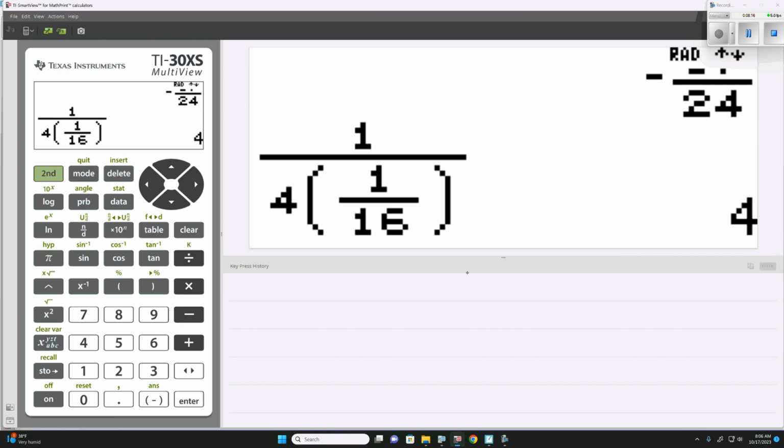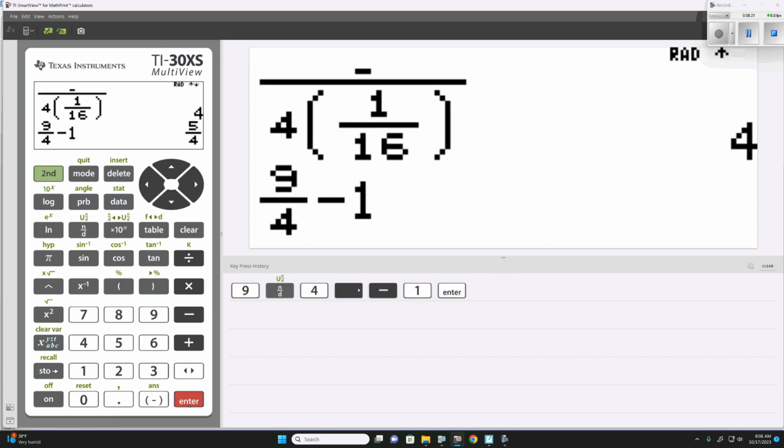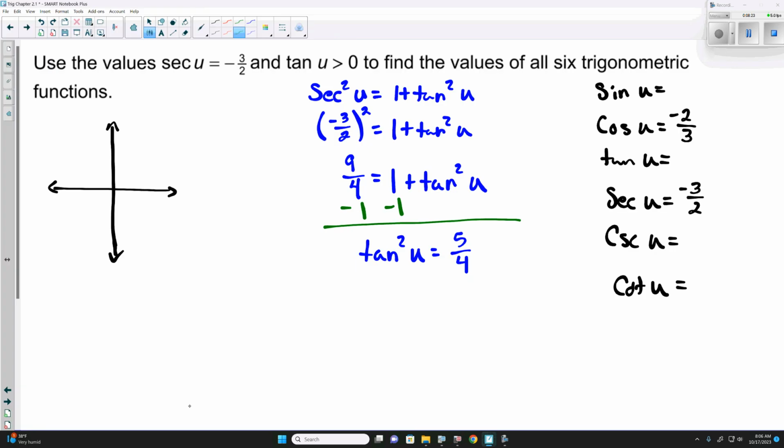And we could have done that in the calculator. 9/4 minus 1 is 5/4. Now the last thing we need to do in solving this here is take the square root of both sides, which would give us tangent of u is equal to plus or minus the square root of 5/4. Can we take the square root of 5 and get a nice number? No, square root of 5. Can we take the square root of 4? Square root of 4 is 2.